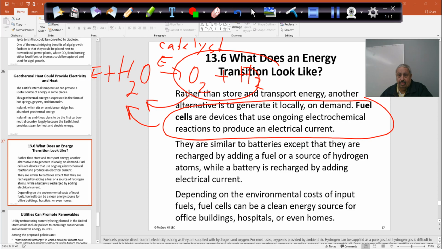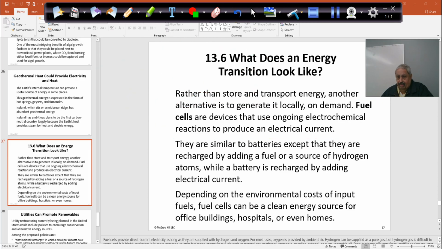So, it says, depending on the environmental cost of input of fuels, fuel cells can be a clean energy source for office buildings, hospitals, or even homes. Correct? I would not really use them at home, because if I have a leak, hydrogen, you cannot smell it. If I have a leak and I have a gas stove, me and my house will be flown a couple miles in the air.